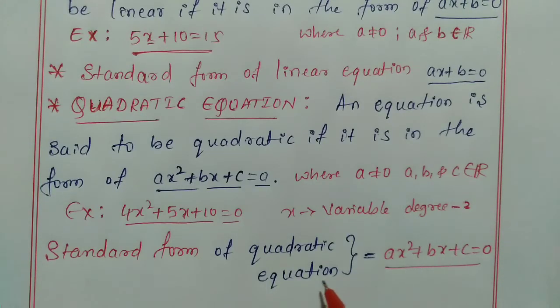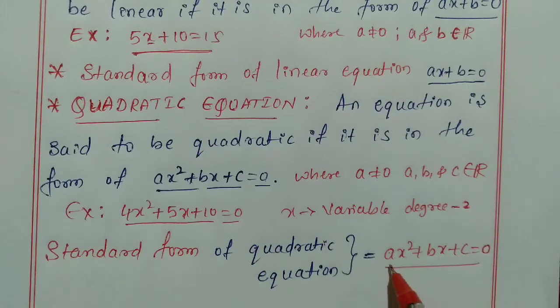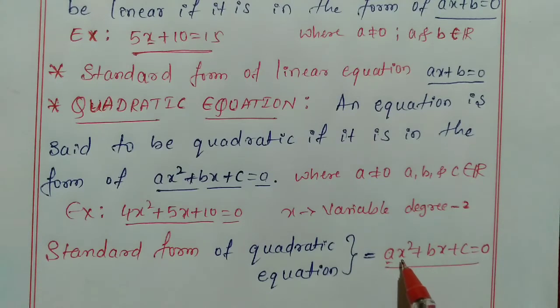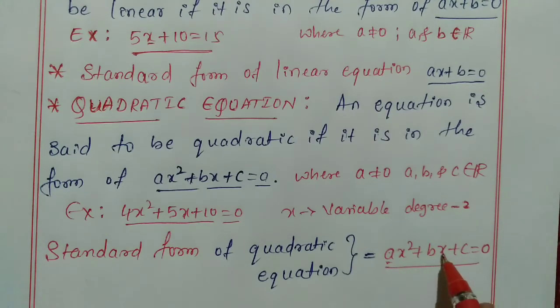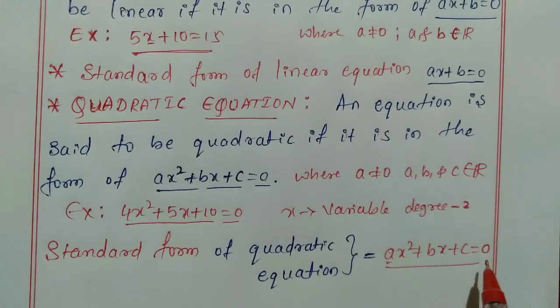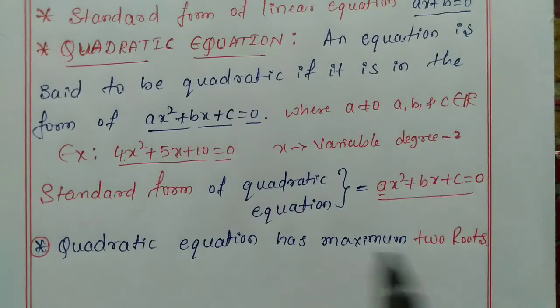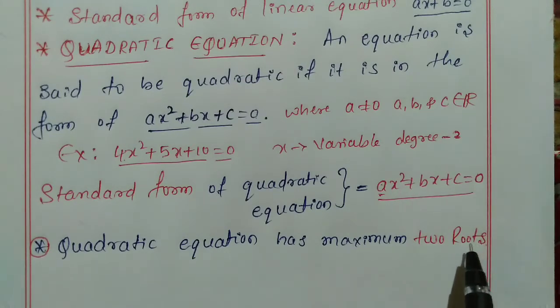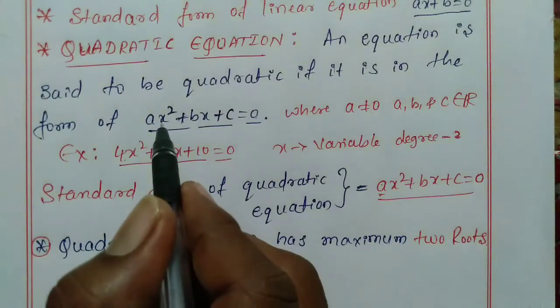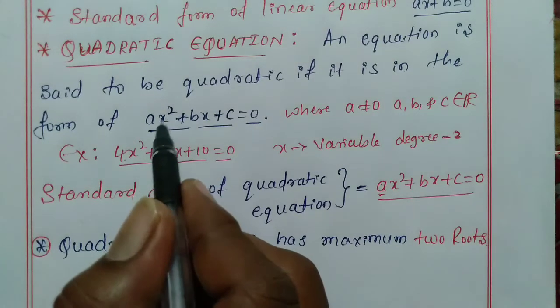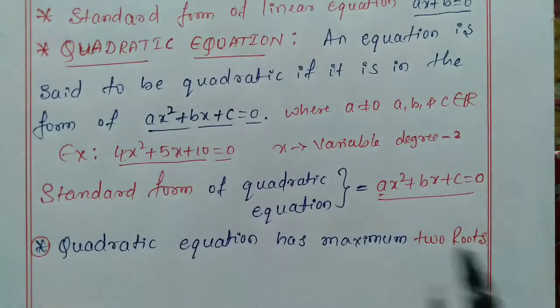The standard form of a quadratic equation is ax square plus bx plus c equal to 0. Here a is the coefficient of x square, b is the coefficient of x, and c is the constant. Also very important, a quadratic equation has a maximum of 2 roots, because the degree of the variable is 2.